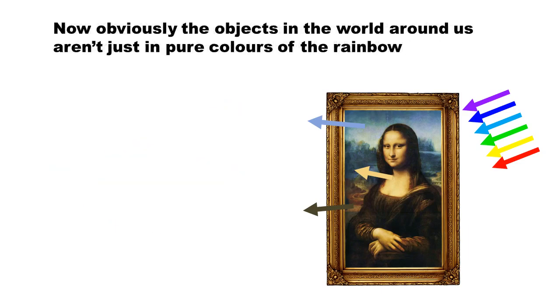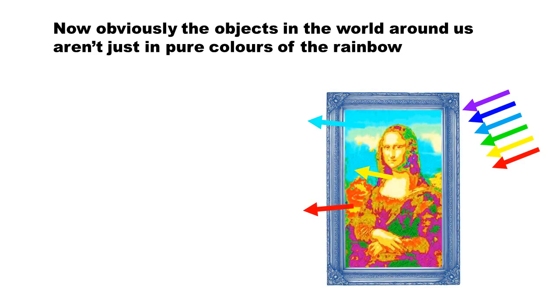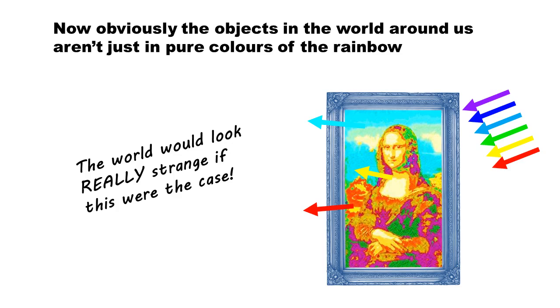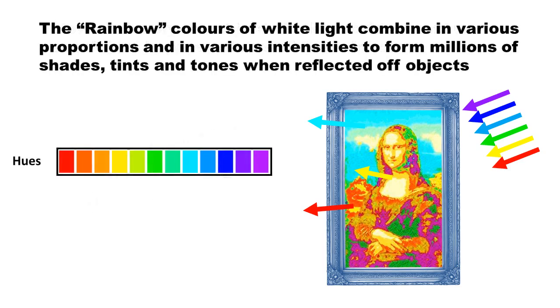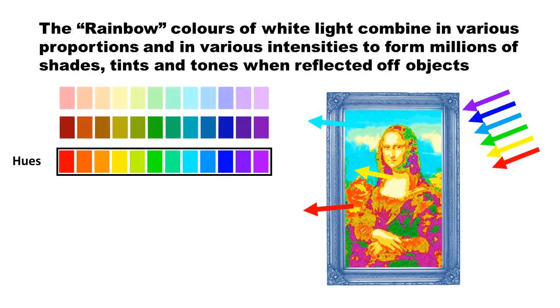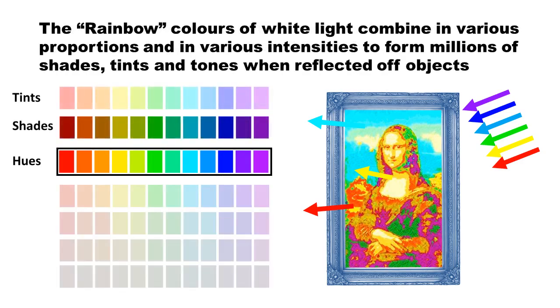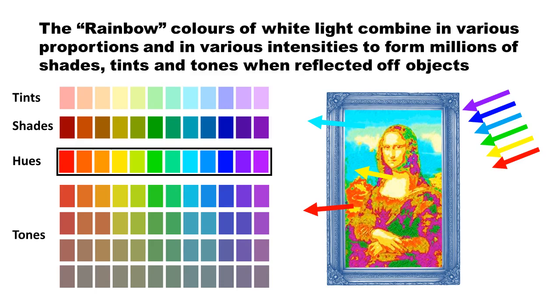Now, you may have already thought of a flaw in that explanation. There's something missing. The objects in the world around us aren't just in pure colours of the rainbow. The world would look really strange if this were the case. In fact, the rainbow colours contained in white light combine in various proportions and in various intensities to form millions of different shades, tints and tones when reflected off objects. That's how we see all the different colours around us.